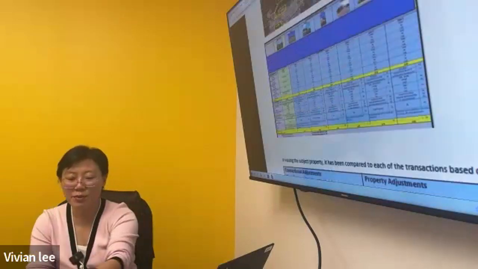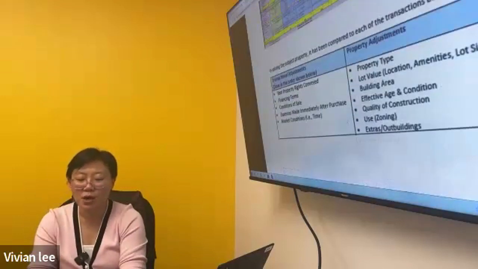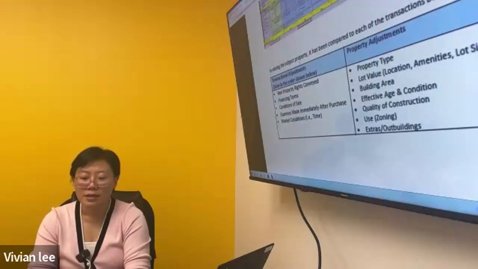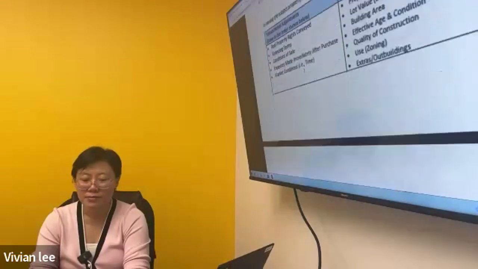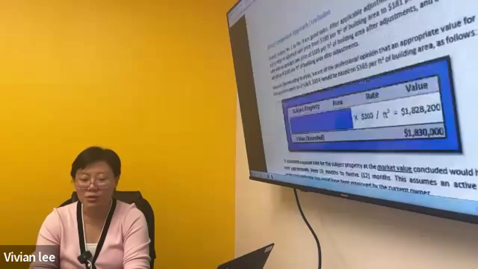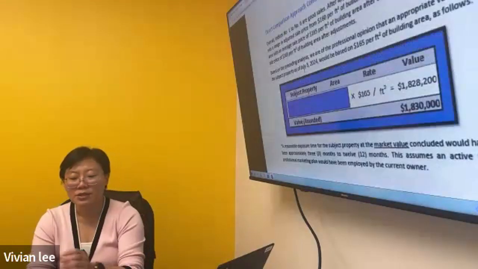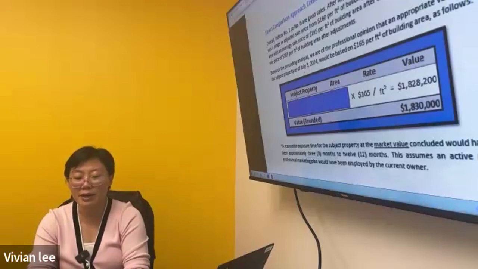So there's a whole bunch of comparables, and it will talk about how transactions are adjusted. I'm not going to go through the detail. And then here, this is a direct comparison approach.